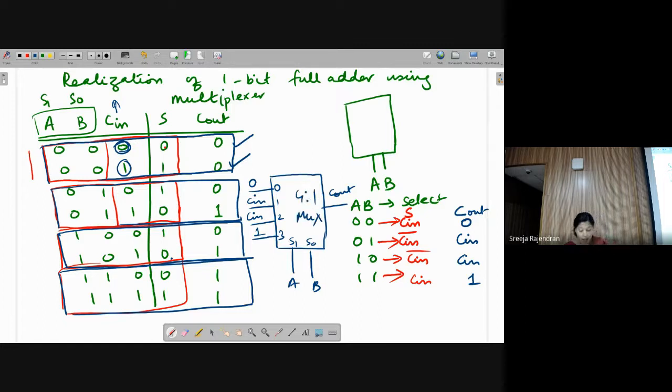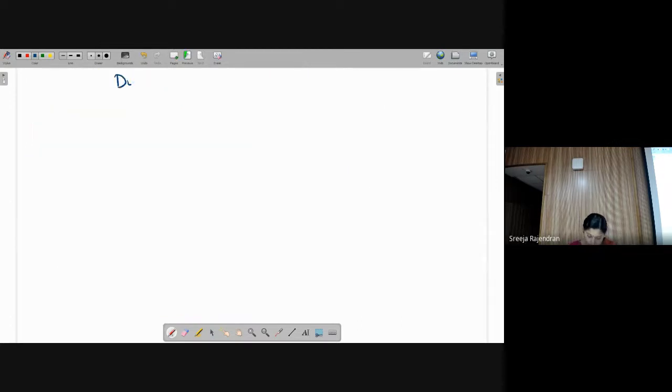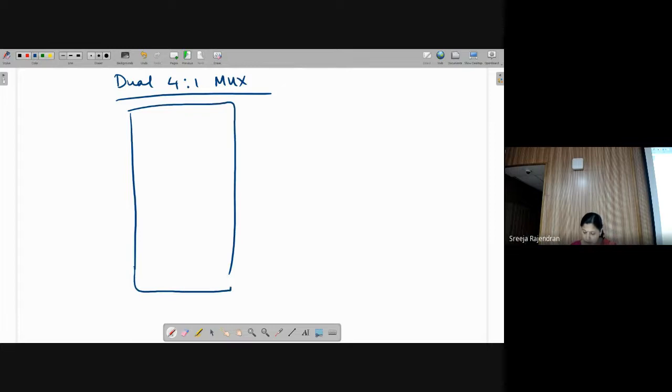Now I get an IC which is called a dual 4 is to 1 mux. That means within that IC, I can have 2 muxes. Okay, 2 4 is to 1 mux. So that becomes convenient for me. That means using this, I can implement my full adder. Yes or no? 1 bit full adder will come. 1 mux for sum and 1 mux for carry. Okay.